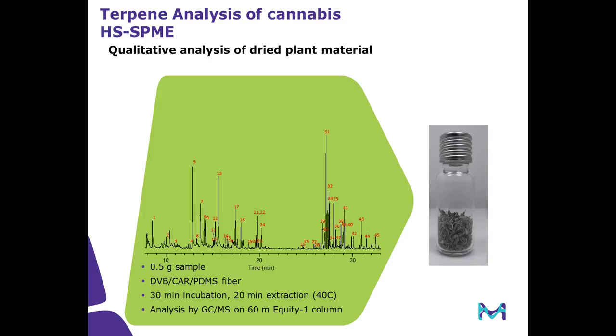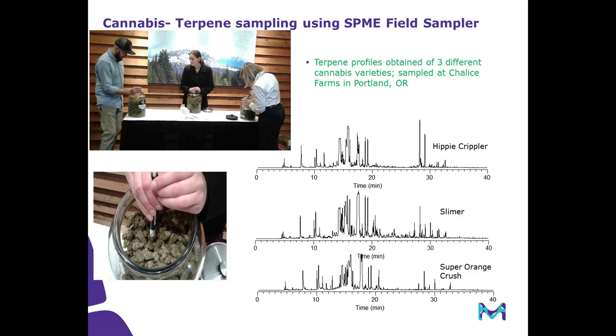I just exposed the fiber to the headspace over the dry plant material for 20 minutes after I had warmed the sample up for 30 minutes to get it equilibrated. And I was able to identify 45 different terpenes in that plant material. I did that using a combination of GC-MS and retention indices.